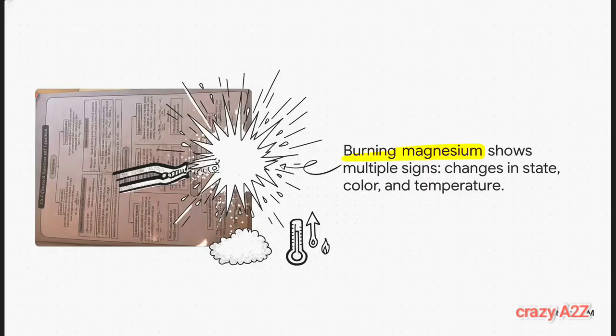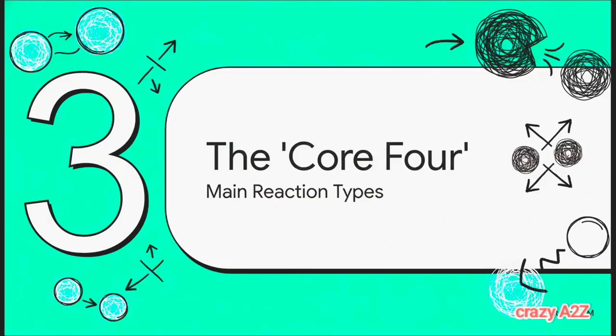Take burning magnesium, for instance. Wow. This one checks almost all the boxes at once. The solid metal ribbon turns into this fluffy white powder. That's a change in both state and color. And it gives off this incredibly intense light and heat, a massive change in temperature. It is a textbook, no doubt about it, chemical reaction. All right, detective, you're getting good at this. You can now spot a reaction.